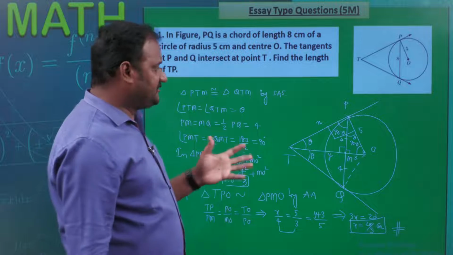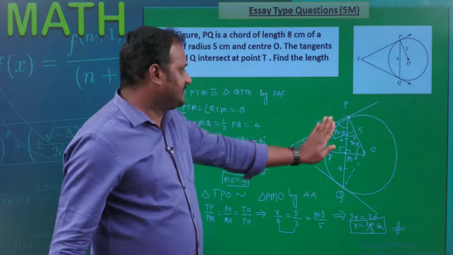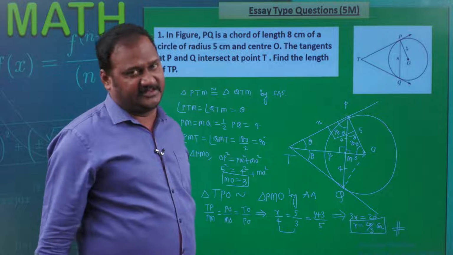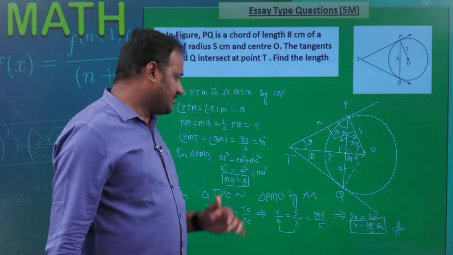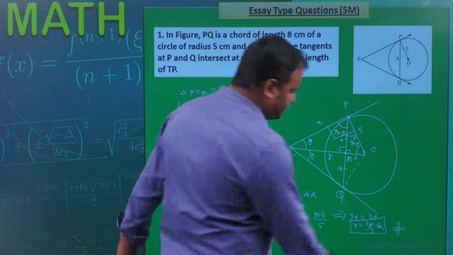You understand? This problem can be solved in another way, by taking Pythagoras theorem two times, for this triangle as well as this triangle. Then also we'll get the value of x as well as y. But this is what I feel is the easiest way to find the value of x.